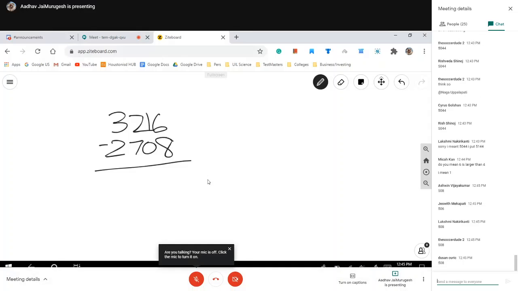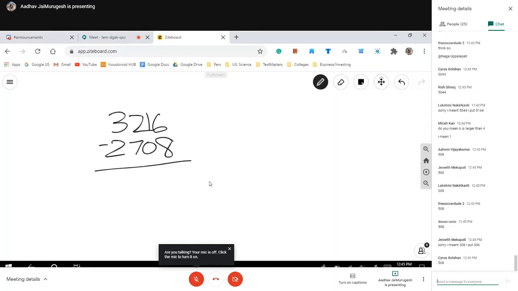So first, we need to consider 6 and 8. Of course, 6 is smaller than 8, so we consider 2 of them. So then we need 16 minus 8. The thing about 16 minus 8, the beauty of this is that you really don't have to do any math.